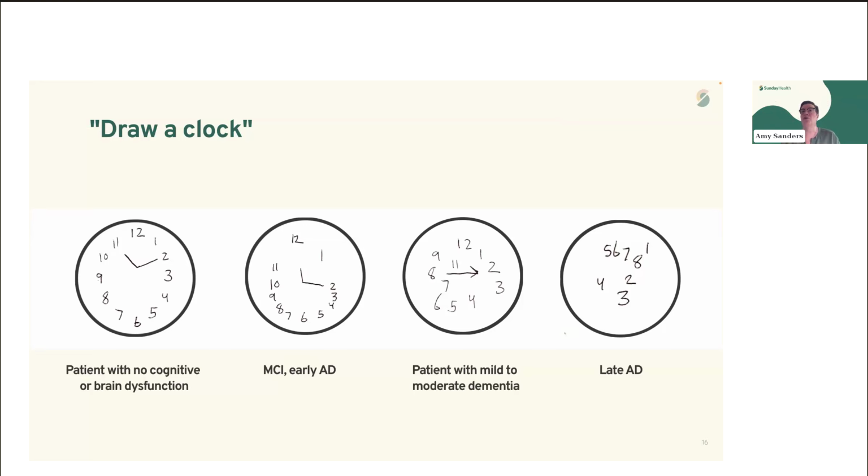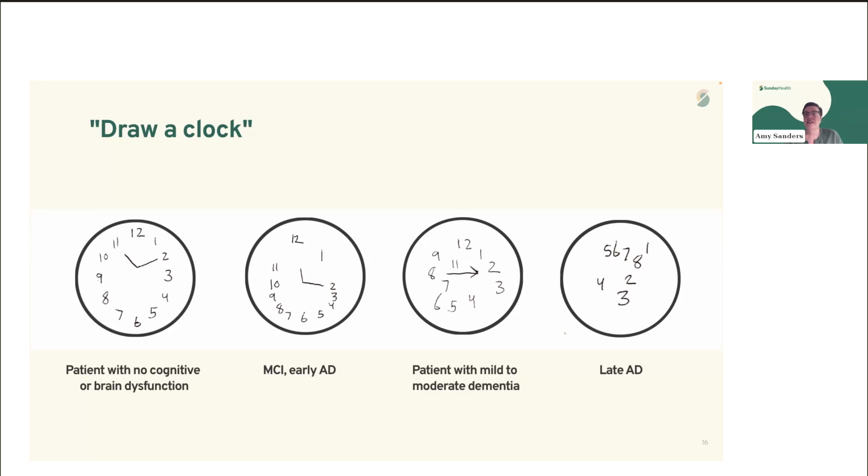So on the left, you have a normal clock. The person was asked, put numbers in this circle to make it look like the face of a clock. And then they were asked to show the time as 10 minutes after 11. Moving one to the right, we have someone who has mild cognitive impairment. And here, the clock still looks pretty good. All the numbers are there, maybe not precisely where they should be. And the hands are not quite as precisely drawn as they were on the normal clock.